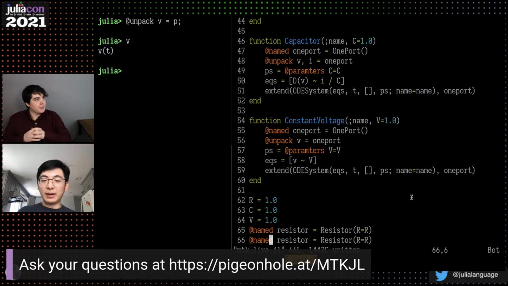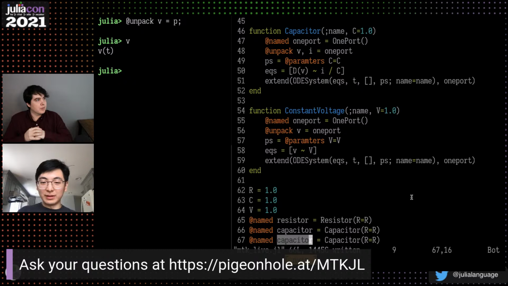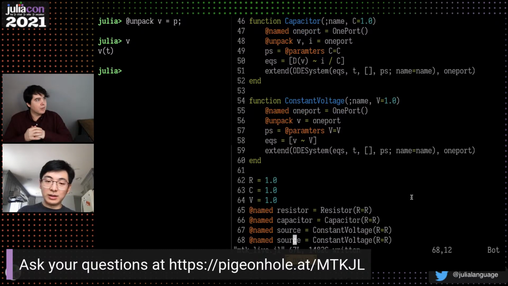And then we can reinstantiate the capacitor, the voltage source. Spelling is not my thing. Also, don't forget the ground. The ground doesn't need any parameter. The capacitor needs the capacitance, and the voltage source needs the voltage.